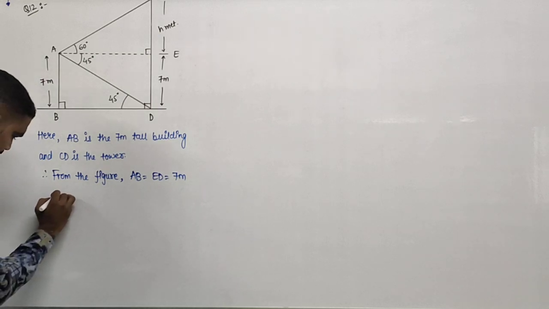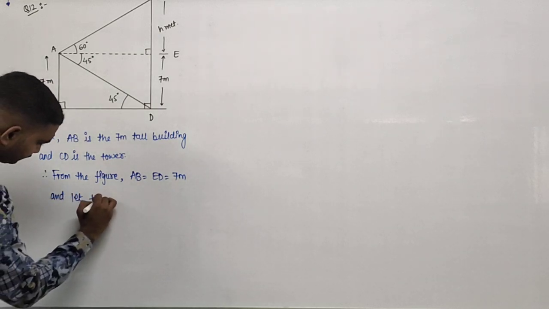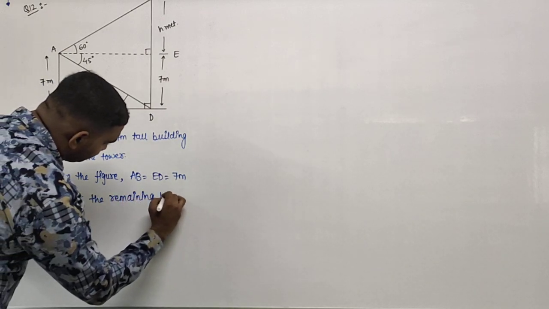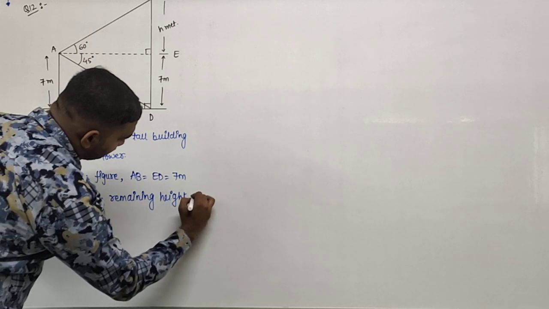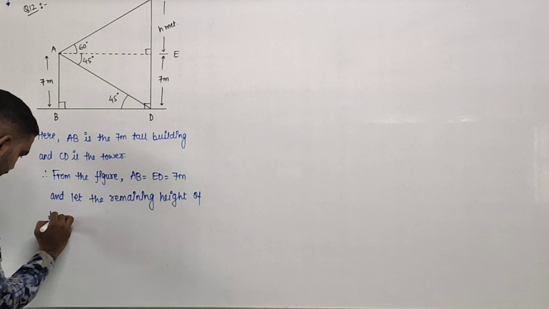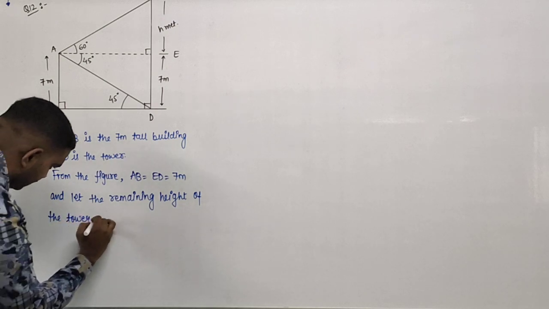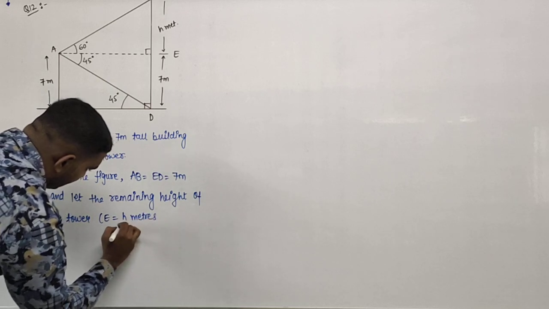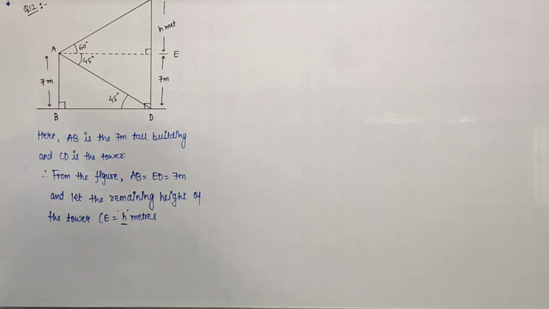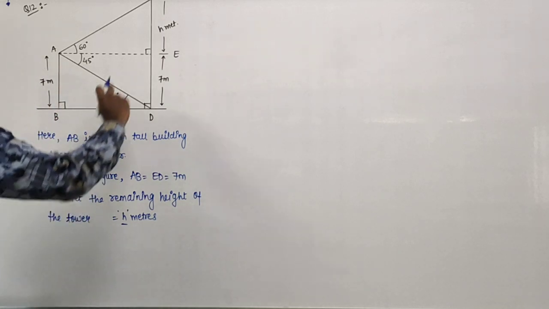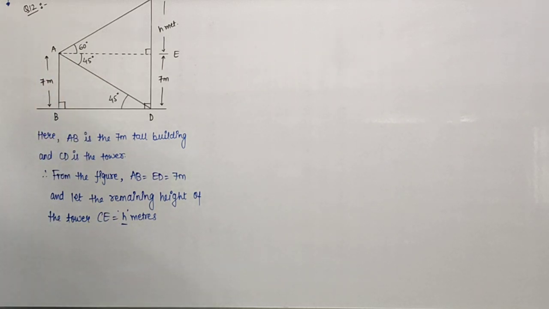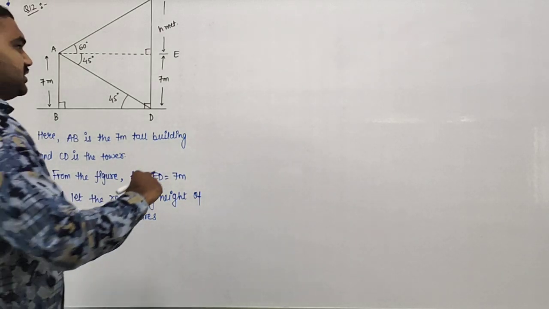And let the remaining height of the tower, CE, is equals to H meters. Right? Let the remaining height of the tower, the remaining height CE, that is equals to H meters. We assume it as H meters, so there are two triangles.